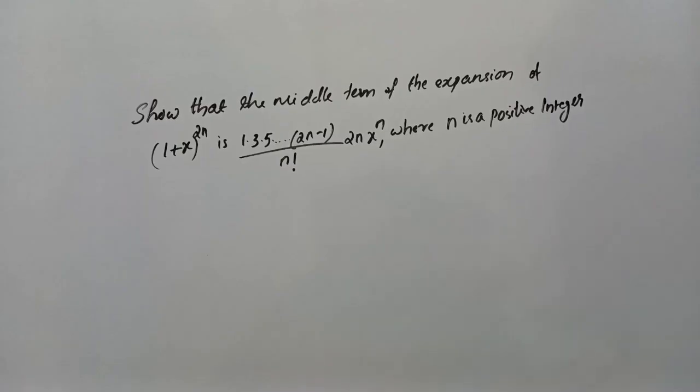Next problem. Show that the middle term of the expansion of (1 plus x) all raised to 2n is 1 into 3 into 5 into etc. into (2n minus 1) by n factorial into 2^n x raised to n, where n is a positive integer. We have to show that the middle term is this, of the expansion (1 plus x) all raised to 2n.